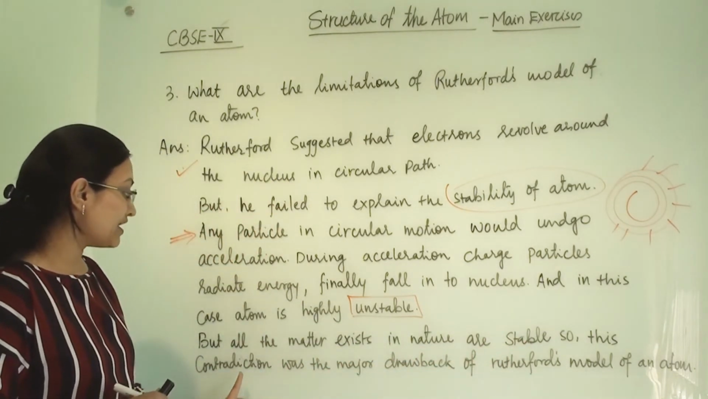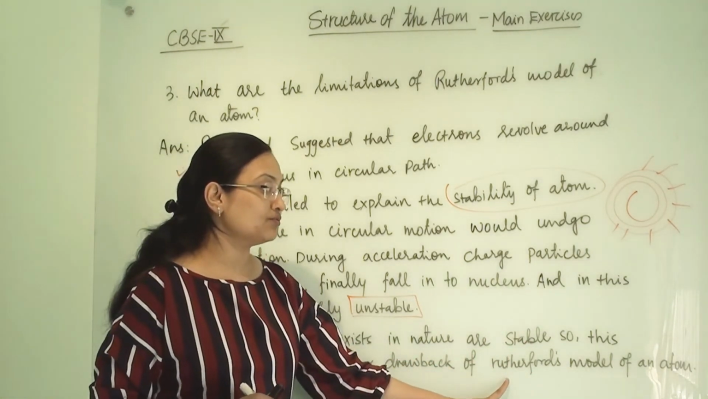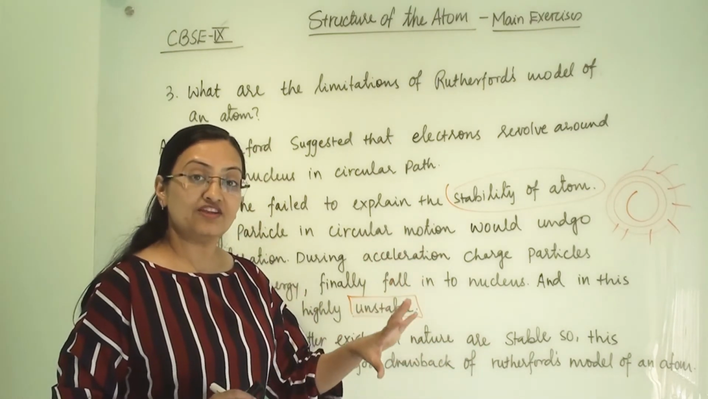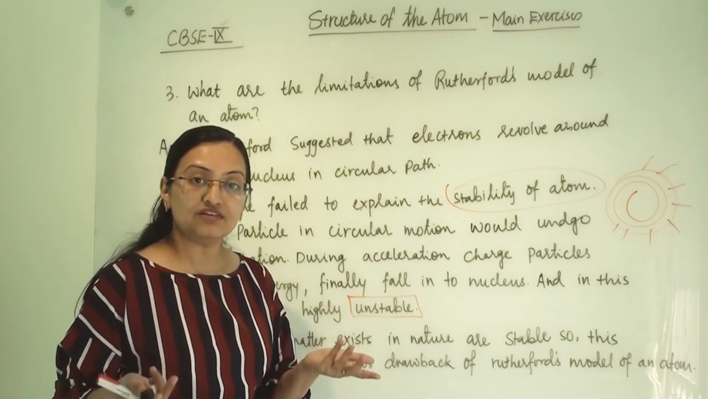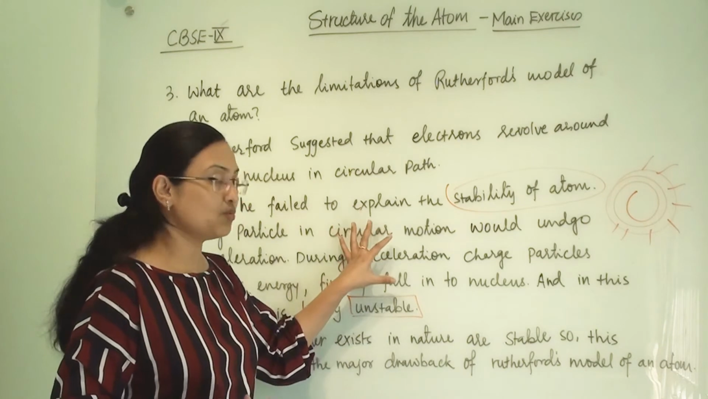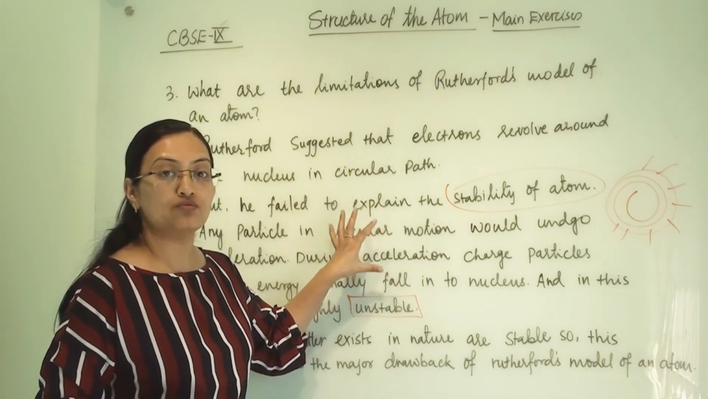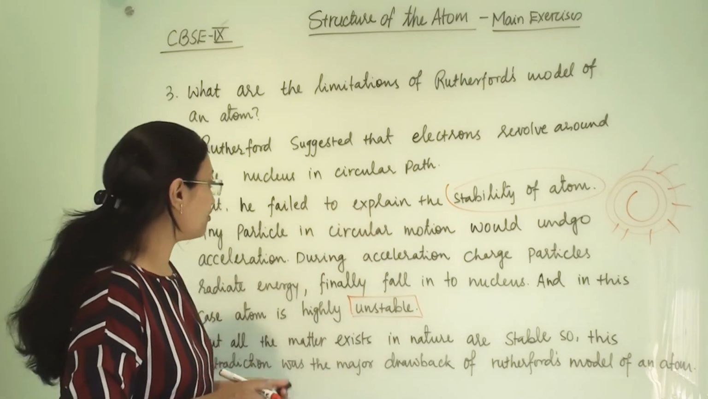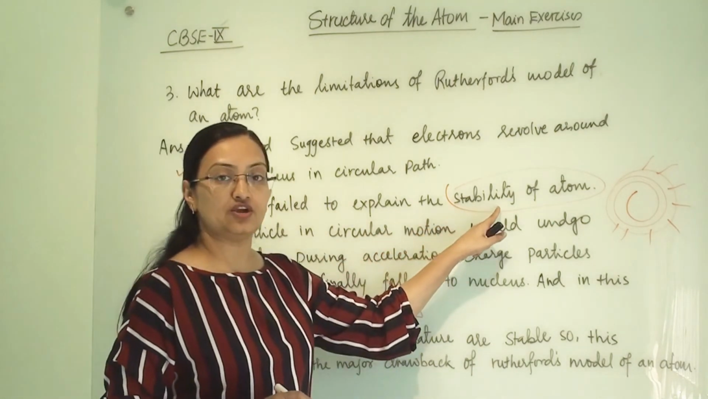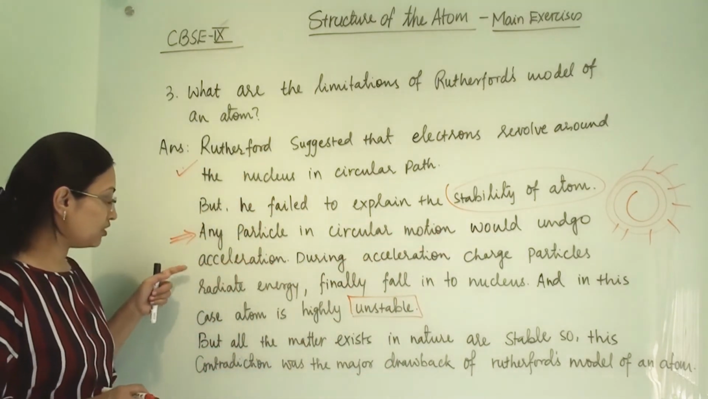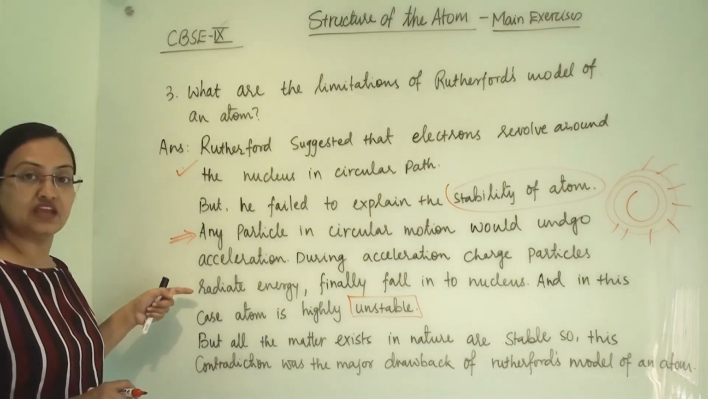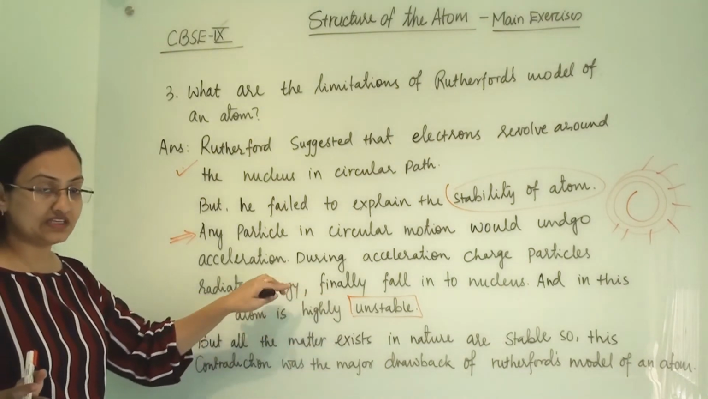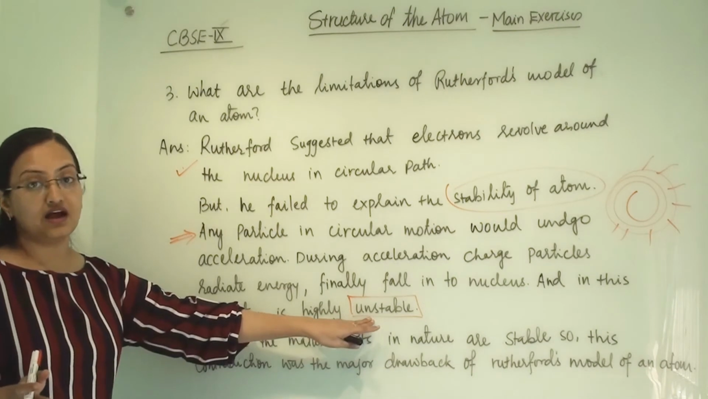So this contradiction was the major drawback of Rutherford's model. If matter were not stable, then how would the universe even survive? His model was correct in parts, but it failed to explain why the atom is stable. So the main drawback is that he failed to explain the stability of the atom. We have to write the reason: due to acceleration, it will radiate energy, lose energy, and finally fall into the nucleus, and in this case atoms are highly unstable.